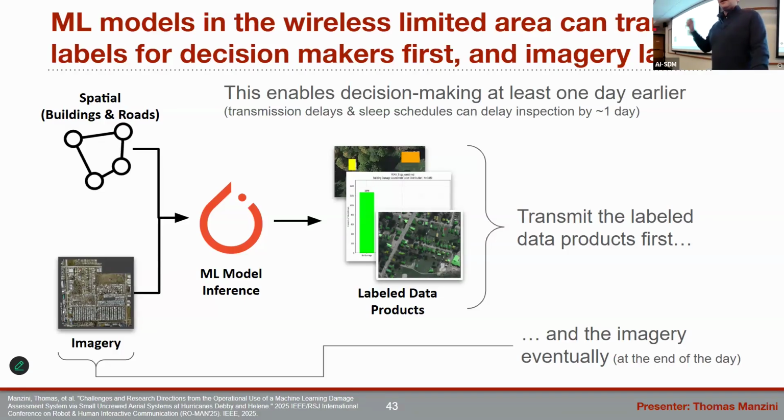Going through this cycle, getting the data products out the door first, we think can enable decision making about 1 day in advance. Typically, the full imagery arrives at the end of the day after teams have gone, after sunset. We can't collect imagery anymore. People are going to sleep. So typically, it's one full operational cycle until people can actually look at the imagery that was collected the day before. Yeah. Where does this inference typically actually happen?